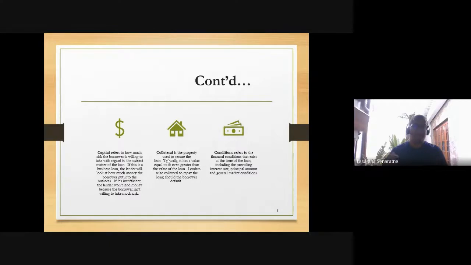In case the customer is defaulting, we should be able to realize, convert this collateral into cash and recover our outstanding. Now converting this collateral into cash. Any questions?